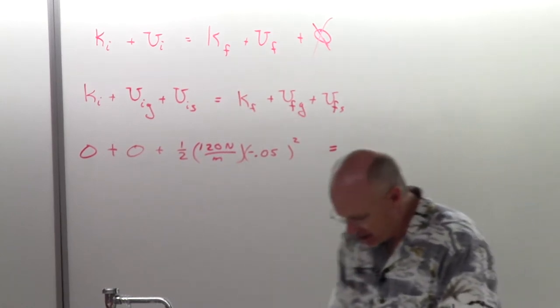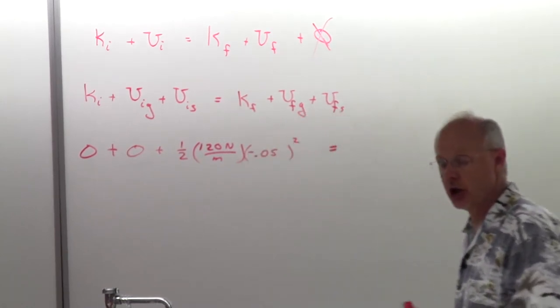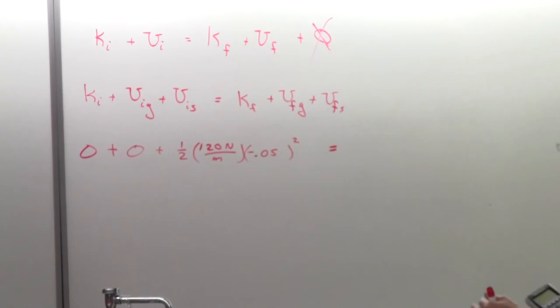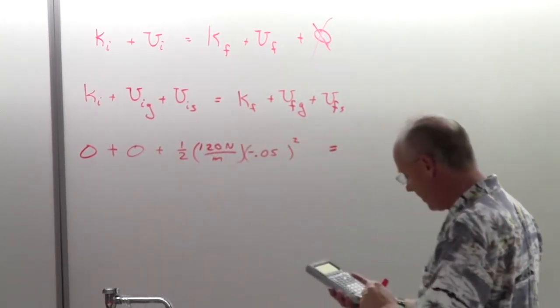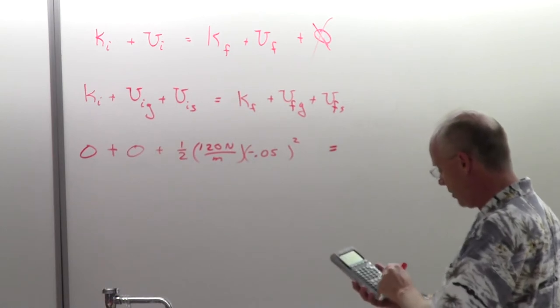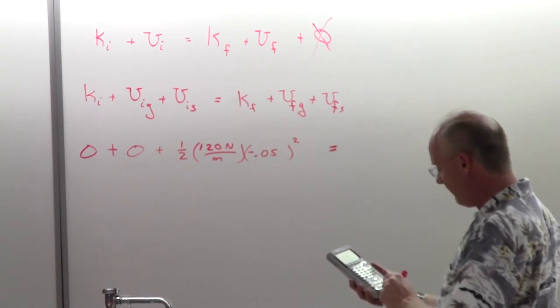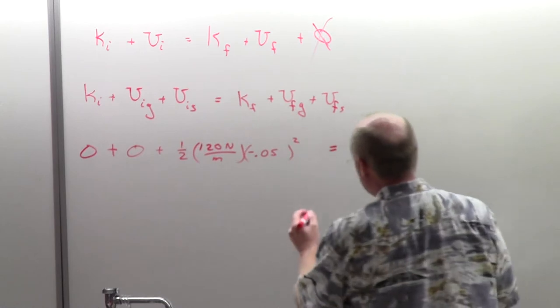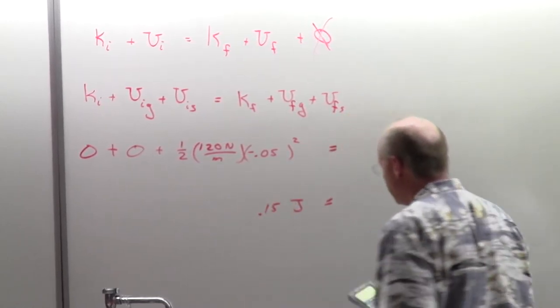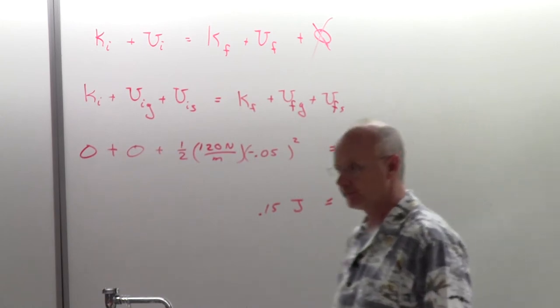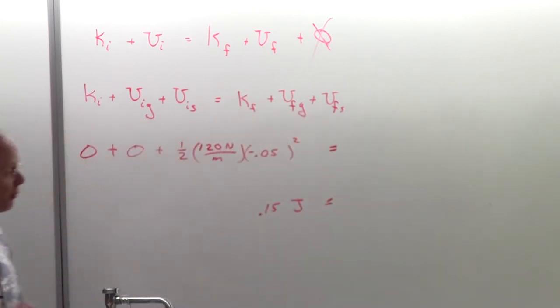And before I do the other side of the equation, I'm just kind of curious then to know how much energy this is to start with. You can kind of see then all of the energy is in the spring here. So 1/2 times 120 times 0.05 squared equals 0.15 joules of energy. Okay? So there is my total energy that I have as I pull it back.